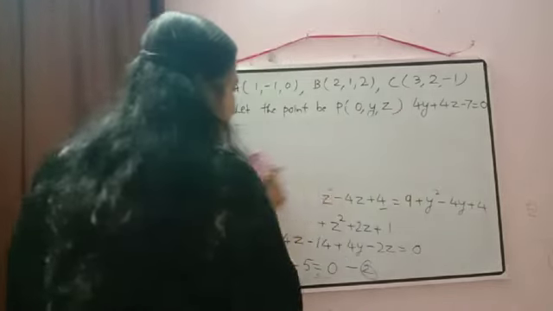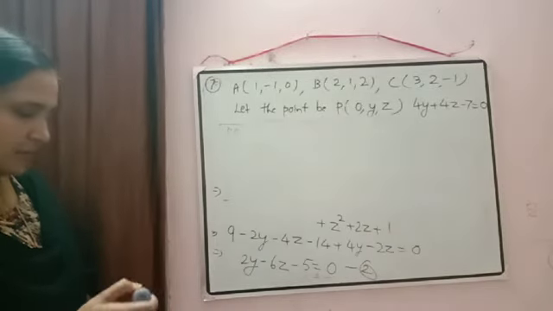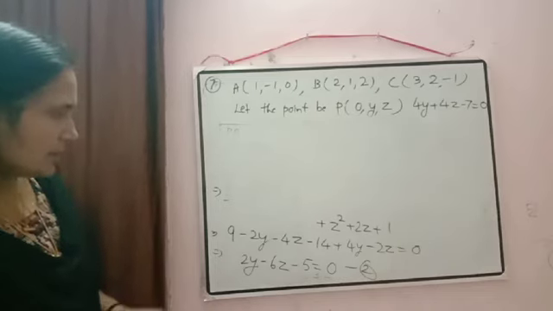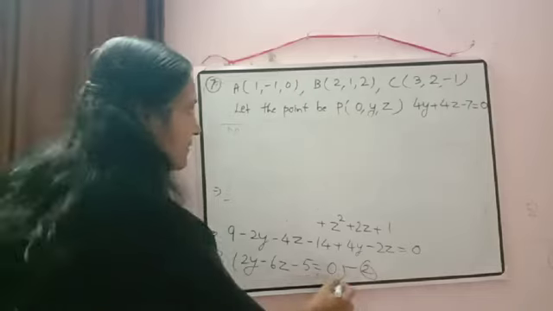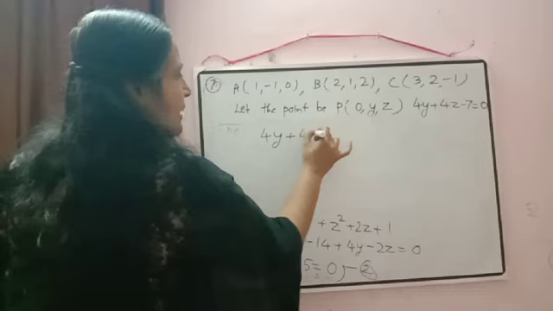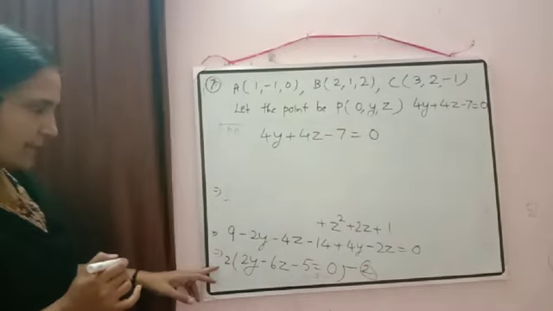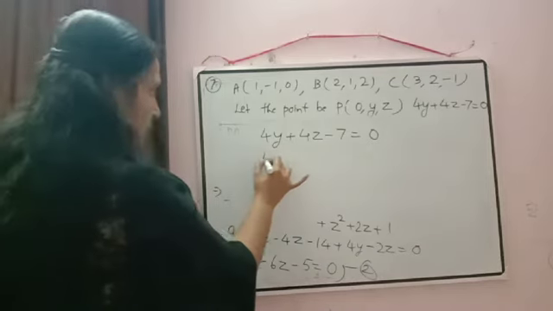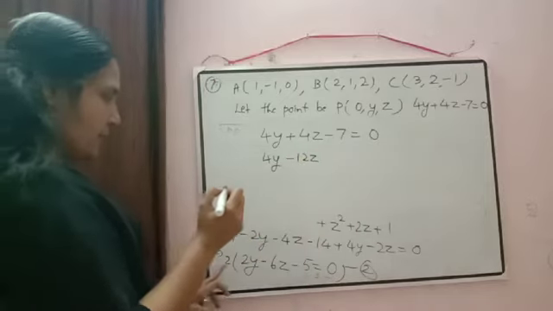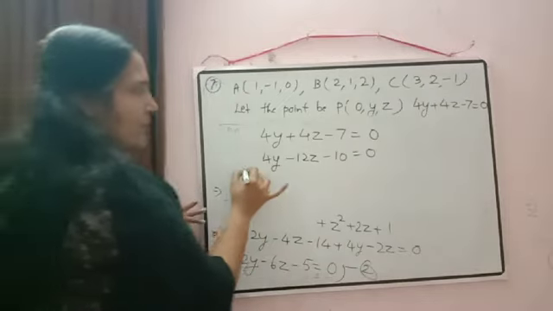Do you remember any method? Yes, linear equations in two variables. Can we make the coefficients equal? How can we make it? Yes, we can multiply this equation by 2. Our first equation we already got: 4y plus 4z minus 7 is equal to 0. Now this one we are multiplying by 2. Then 2 into 2, 4y, 2 into minus 6, minus 12z, 2 into minus 5, minus 10, is equal to 0.